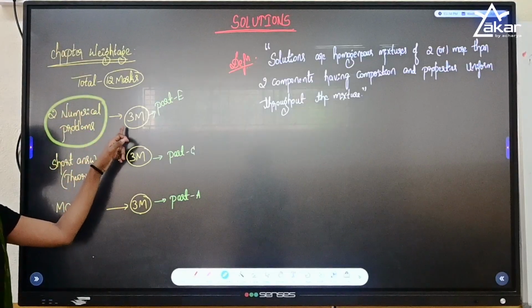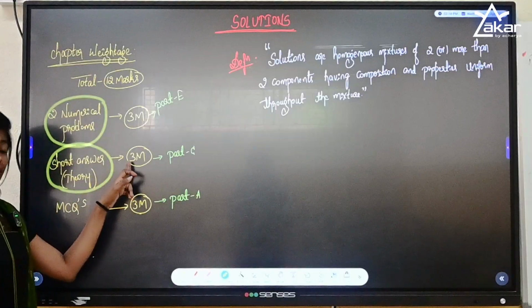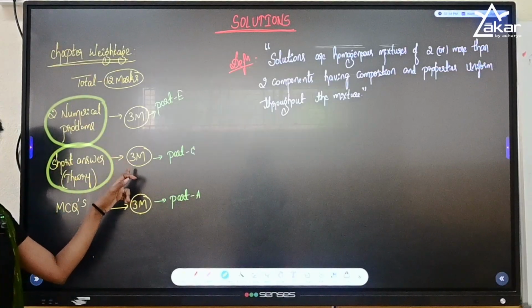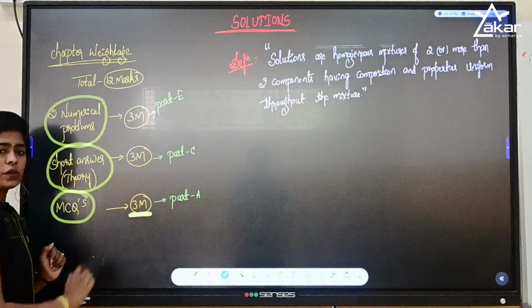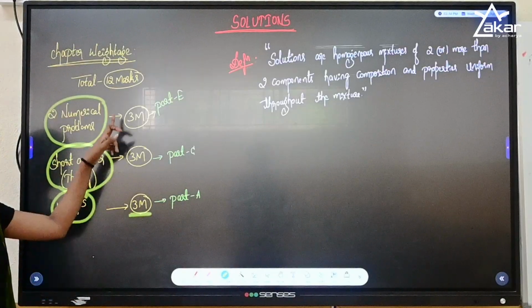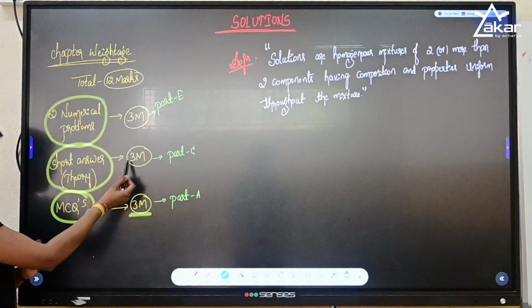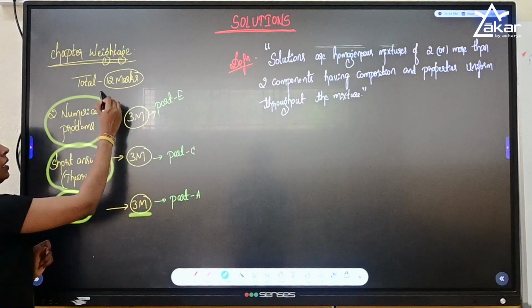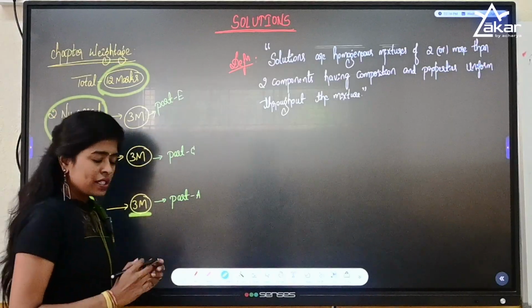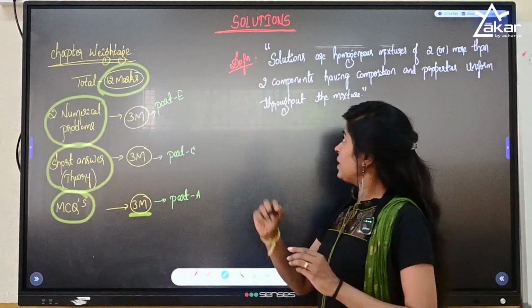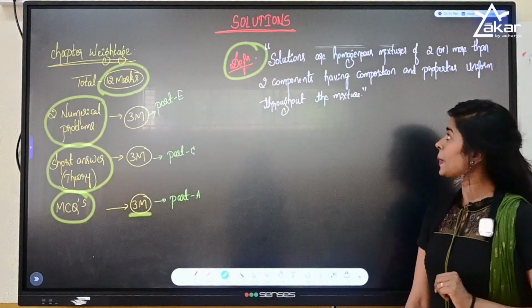Each question carries 3 marks and short answer type questions. 3 questions, each question carries 1 mark, and MCQs, each question carries 1 mark, total 3 marks. So 3 into 2, 6 plus 3, 9 plus 3, 12. Total weightage of the marks is 12 marks. So this is your first chapter in second PUC. We are starting with the definition of solutions.